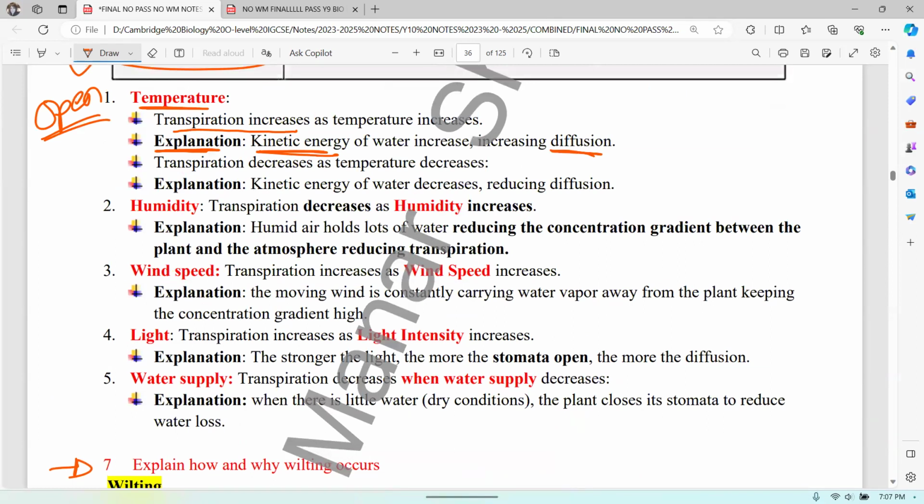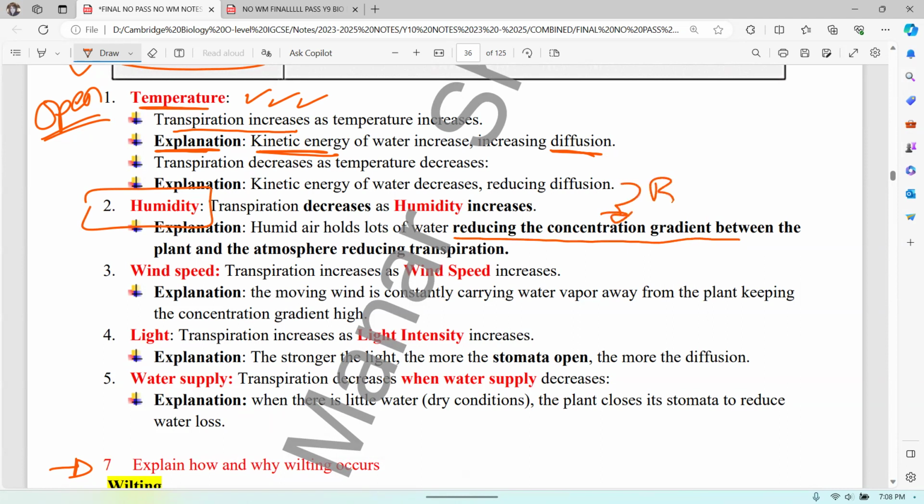Finished. Any problems? Temperature clear? Any questions about temperature and transpiration? No. Humidity. When it is very humid, when the air around the leaf holds lots of water droplets, will this increase or decrease transpiration? Decrease. Good. Why? Because it will reduce the concentration gradient.